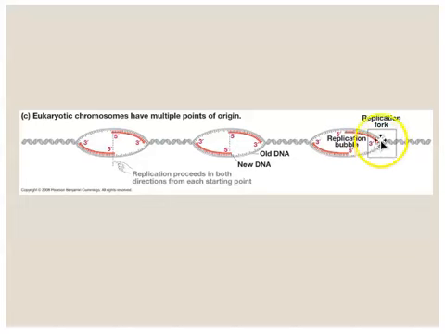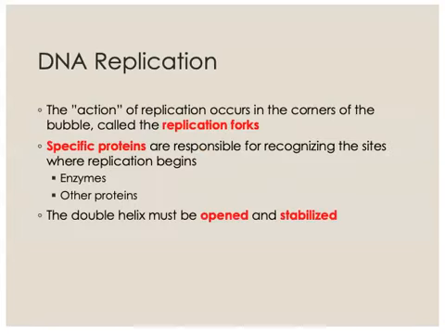This is a fork right here, and this is a fork right here. So a replication fork is the junction between where the DNA is still double-stranded and where we've separated into 2 individual strands. These are called the replication forks of the replication bubble. So the action, if you will, of replication happens at the corners of the bubble, at these forks. Okay? Those forks are moving.